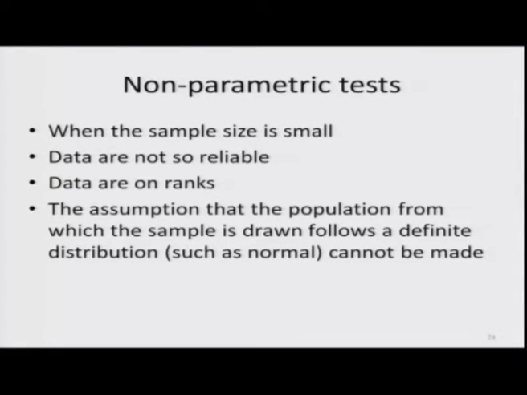Non-parametric tests are used when the sample size is small, the data are not so reliable, the data are on ranks, meaning they are not on an interval scale, and the assumption that the population from which the sample is drawn follows a definite distribution such as normal cannot be made. When you cannot make an assumption regarding the nature of the distribution in the parent population, then you have to go for non-parametric tests.